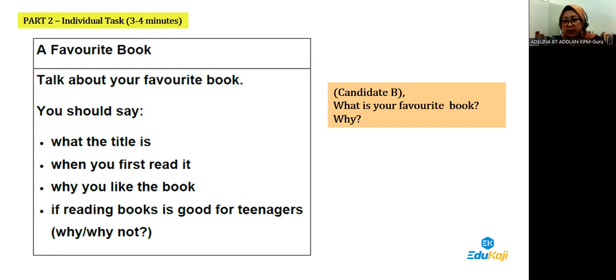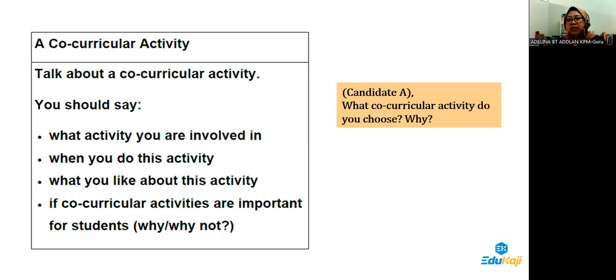Now, what about candidate B? Candidate B comes later, and they will also be given another different topic to talk about. So, for this co-curricular activity, co-curricular activity is what you might ask your teacher. So, your teacher will be answering COCO. So you know what is COCO, isn't it? All right, co-curricular activities, which you always have on Wednesdays, probably after school and until evening. We have the uniform units and so forth.